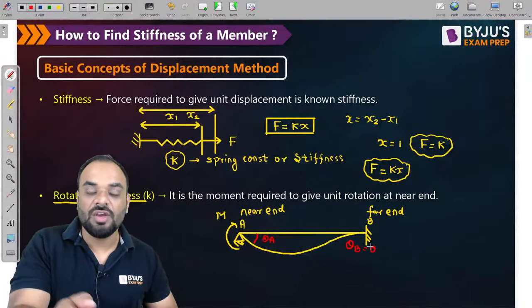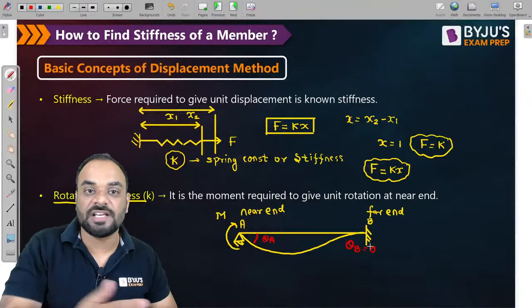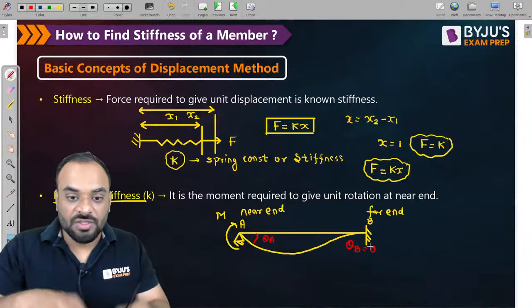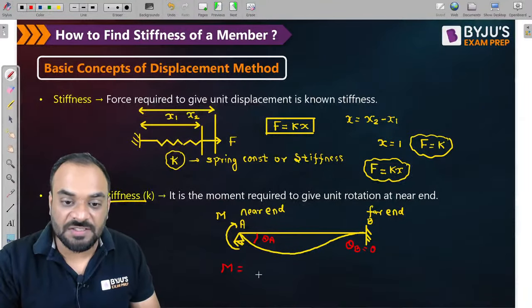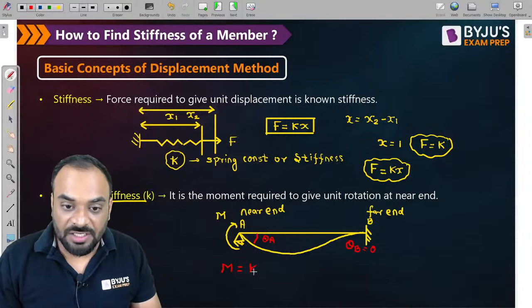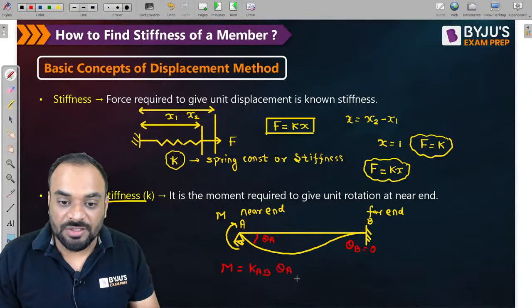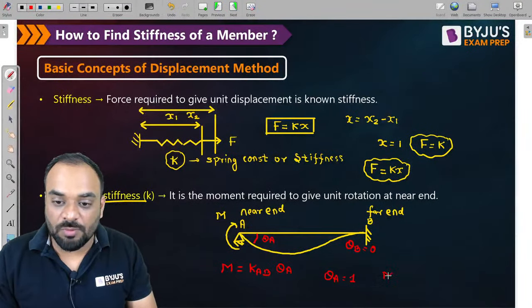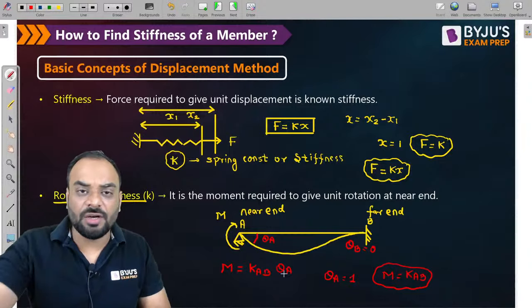So usually whatever stiffness we are writing, that stiffness is related to the near end value. Okay, so can I say that, guys, the moment required to generate unit rotation at the near end is nothing but the stiffness of a member, right? So this stiffness is KAB multiplied by theta A. Now if this theta A is equal to 1, then how much moment is required to generate unit rotation? That is nothing but our stiffness of this particular member at end A. Clear? We will find it out in our next slide.